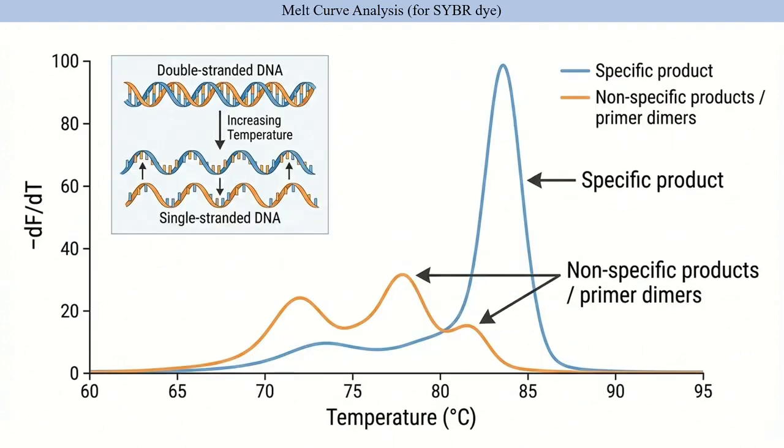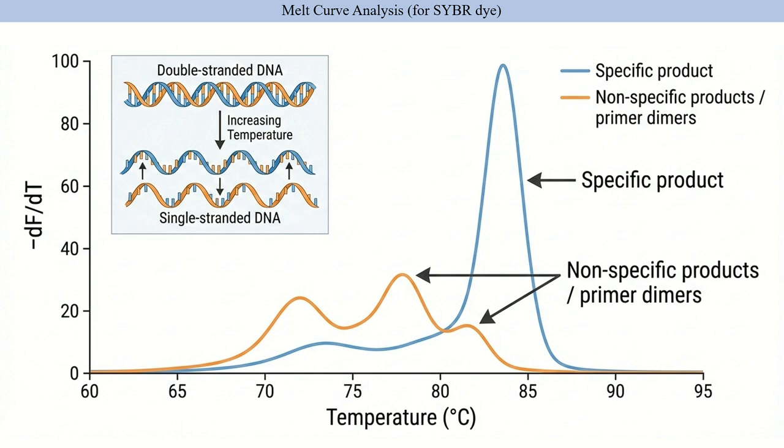Now is melt curve. Melt curve analysis gradually increases temperature after amplification and monitors fluorescence drop. A single sharp peak indicates a single specific product. Multiple peaks indicate non-specific amplification or primer dimer. This step is essential when using dye-based detection like SYBR Green.